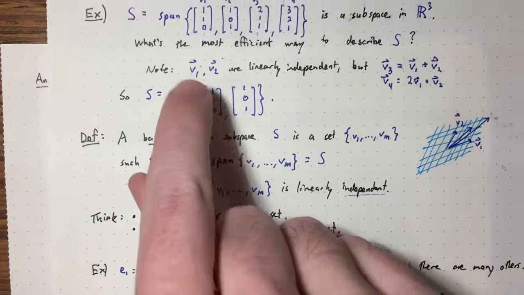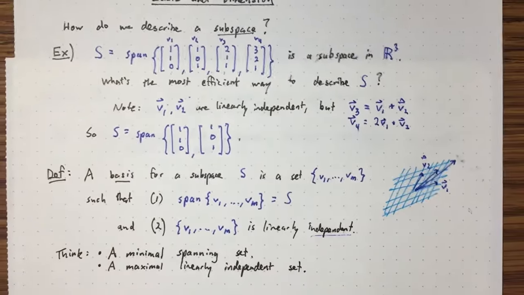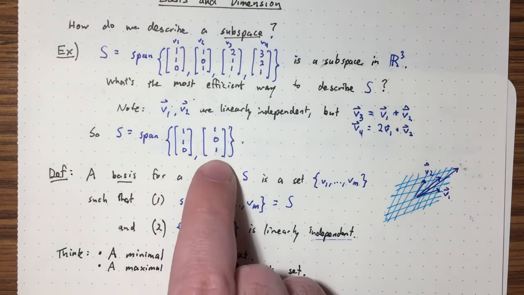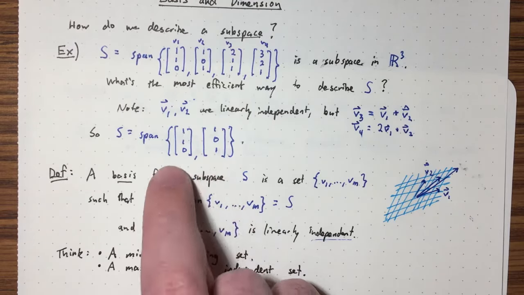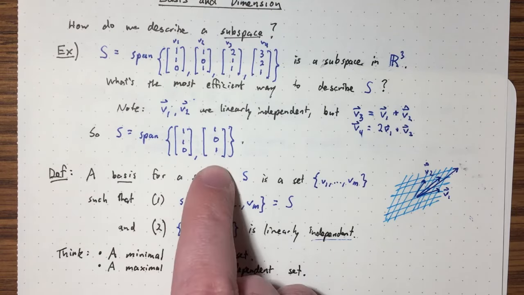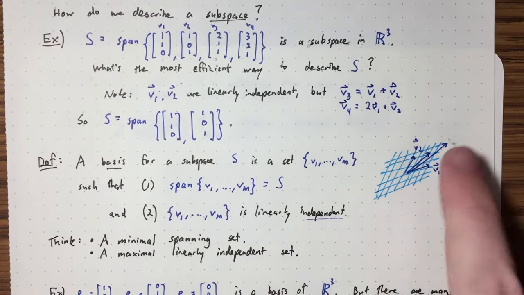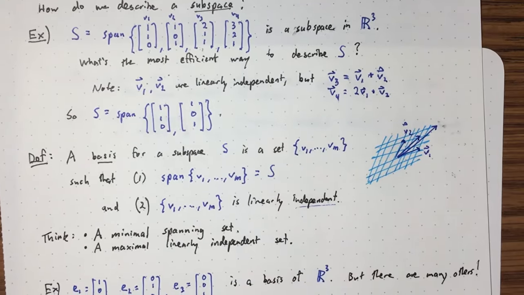Example. This subspace, S, that we started with, is 2-dimensional. We were able to write it as just a span of these 2 vectors, and these form a basis. So these 4 vectors actually are just spanning a 2-dimensional plane in R3.